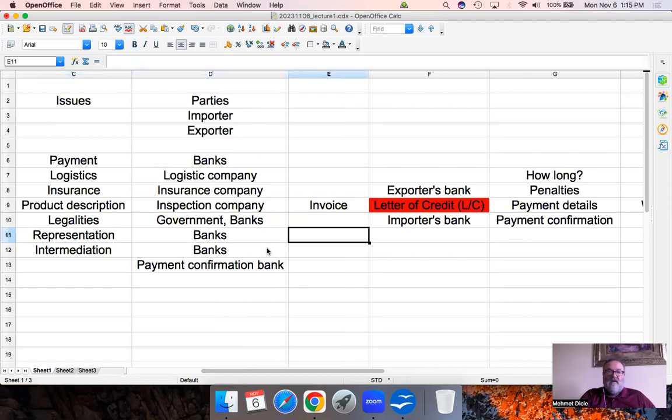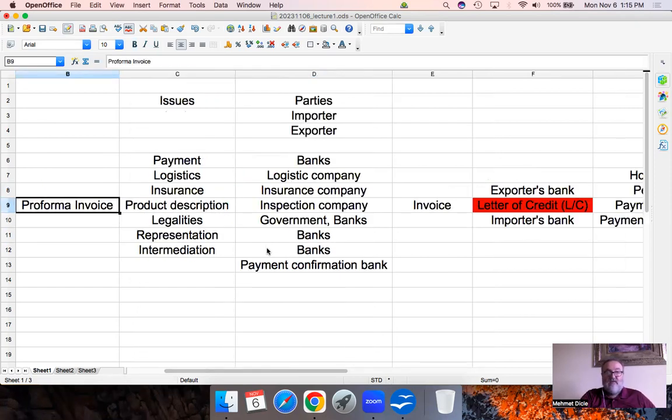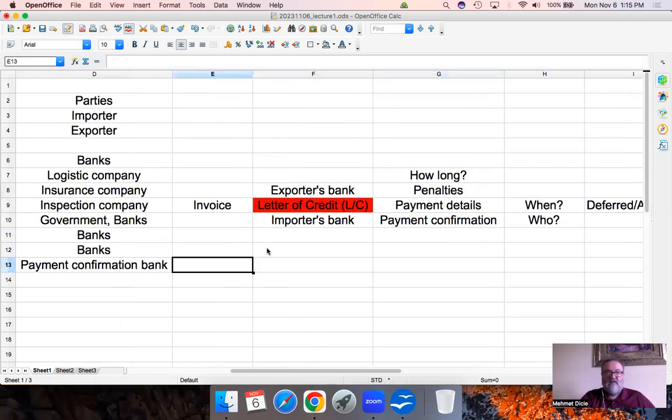Meaning, once we started with a pro forma invoice and we have all these issues figured out, and then we have the banks, the companies, and all that involved, and then we have the invoice and we have the letter of credit assigned, and then the exporter builds the product, makes the product ready, and then delivers it to the ship.